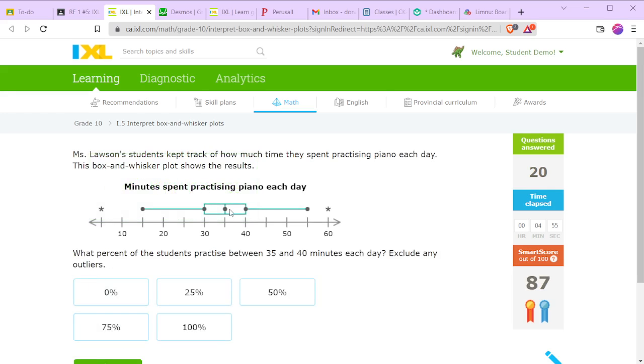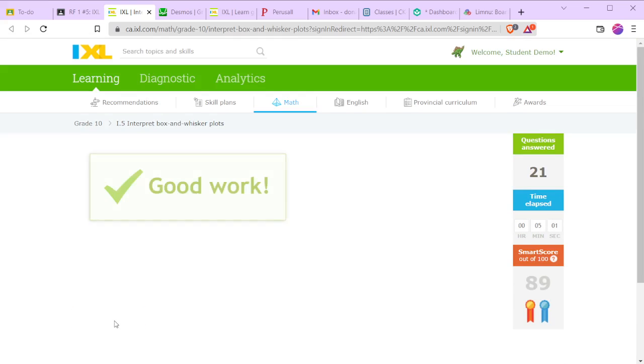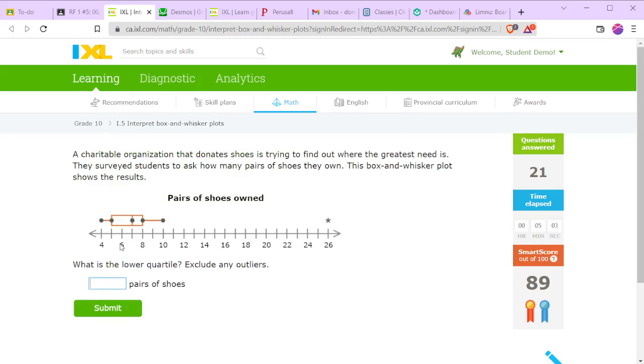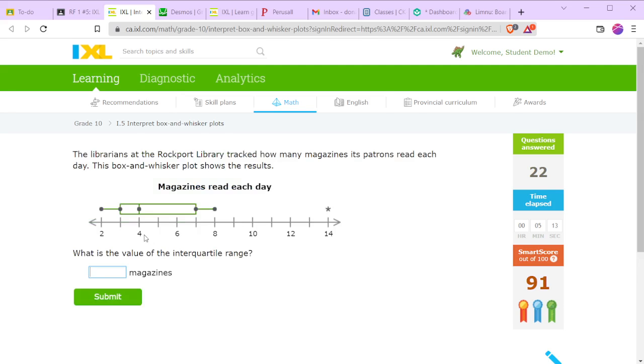How many practice between 35 and 40 minutes a day? That's from the median to the upper quartile. So that's 25%. The lower quartile here is 5. It's the left edge of the box. And the interquartile range, that goes from 3 to 7, so that's 4.